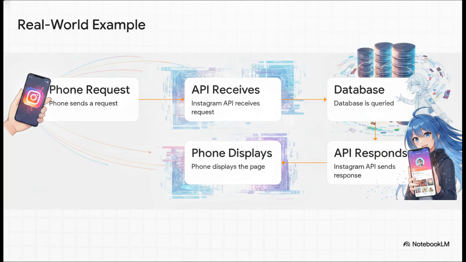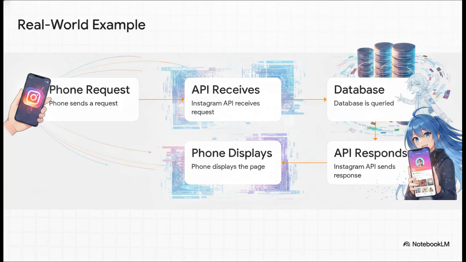Let's trace this high-speed life cycle with a real-world example. Imagine you open Instagram to view someone's profile. Step 1, your phone, the client, sends a request. Step 2, the Instagram API receives that request. Step 3, the backend logic queries the database for that specific profile data.